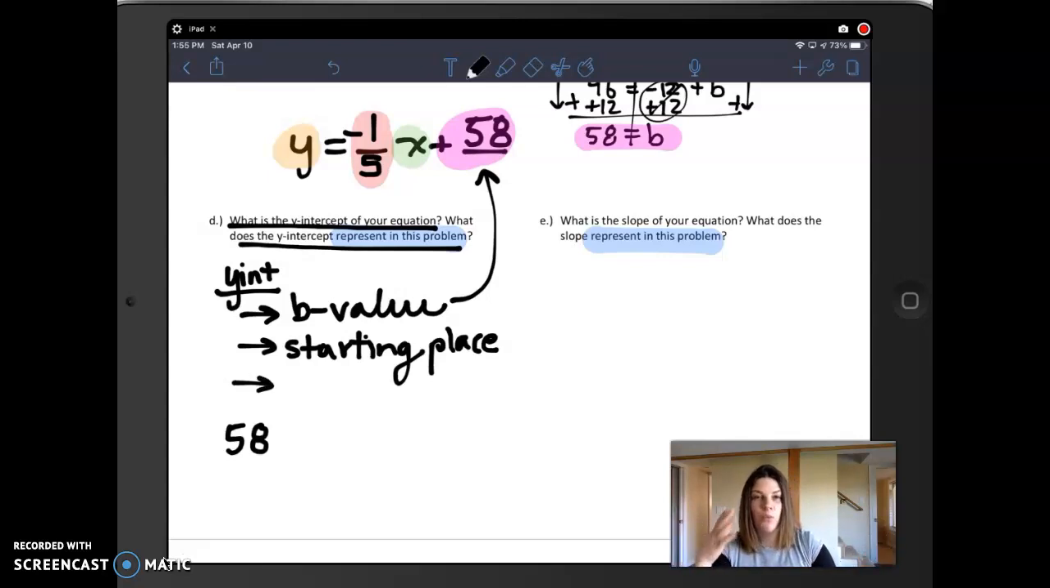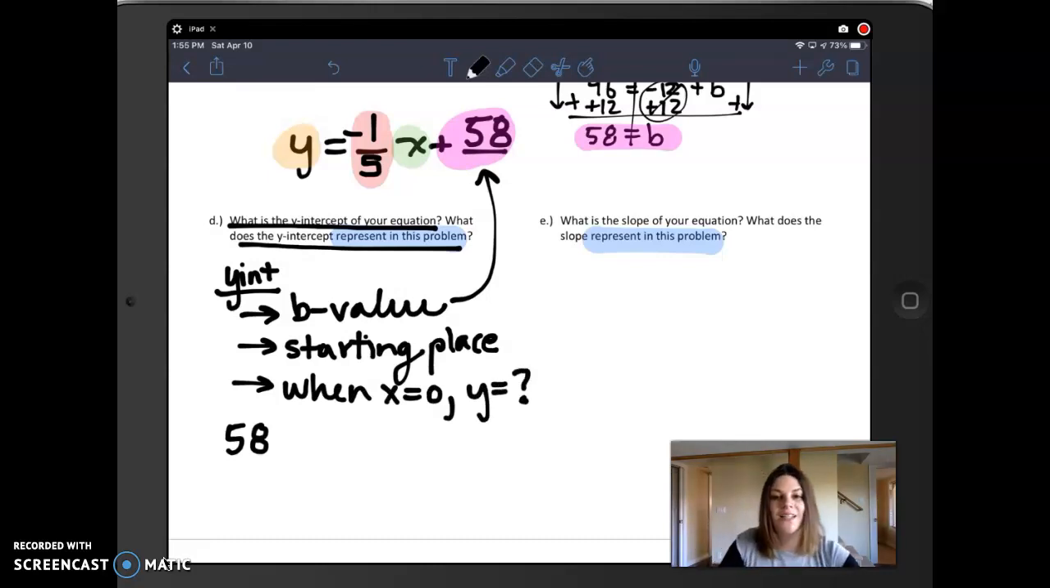So just to say it one more way, when x equals 0, it tells you what y is equal to. So in this case, we need to understand that the b value is 58, but what does it represent in the question? Well, it's the starting place. So when x equals 0, it's what y equals. So when we start time is when school starts in our scenario. And what y equals is our battery, how much battery we have left.